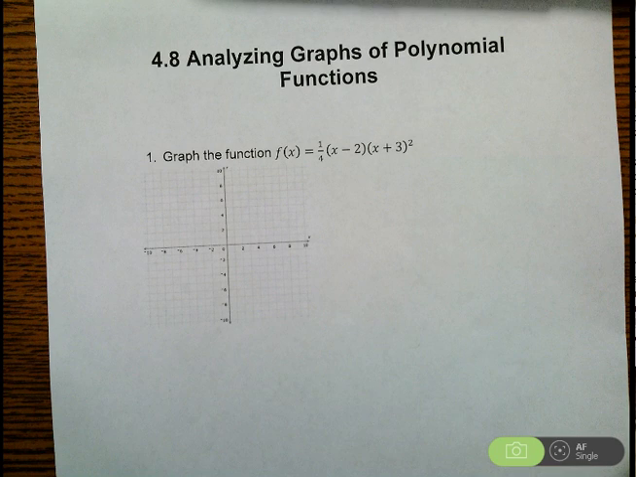We've talked a lot about this throughout the chapter, but now we're getting down to the nitty-gritty of it. It says graph this function. We're also going to find the zeros, the intercepts, the end behavior, the maximums and minimums, and where it's increasing and decreasing. So everything you need to know for the test is going to be here. The first thing we're going to look at are the zeros.